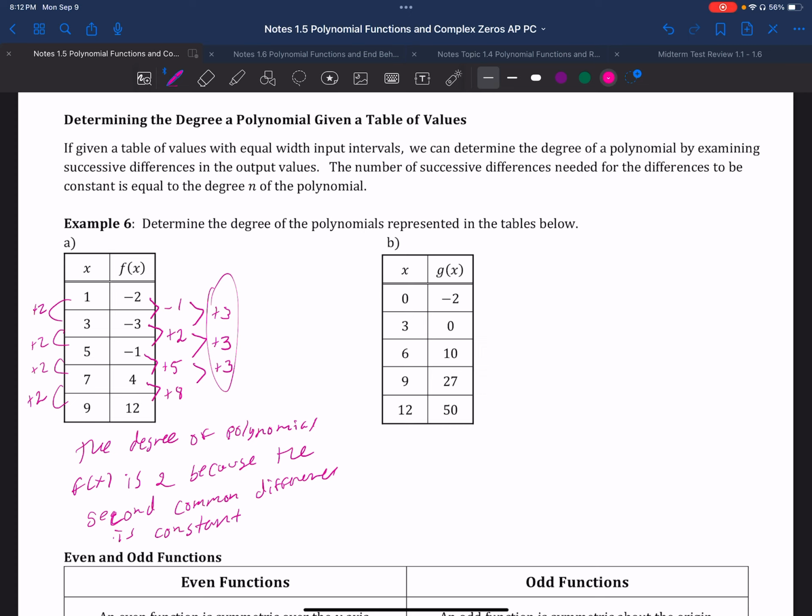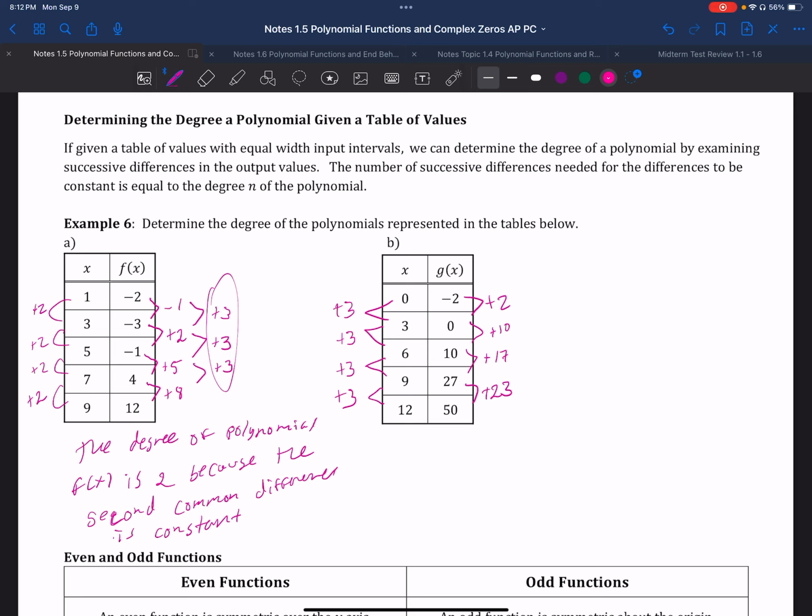I am going to do the same thing for b and see if I have equal length input intervals. So from 0 to 3 is 3, from 3 to 6 is 3, from 6 to 9 is 3, and from 9 to 12 is 3. So now let's go to the right side. From -2 to 0, I'm adding 2. From 0 to 10, I'm adding 10. From 10 to 27, I'm adding 17. And then from 27 to 50, I'm adding 23.